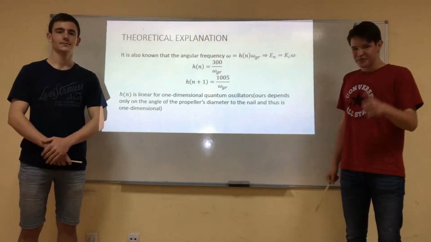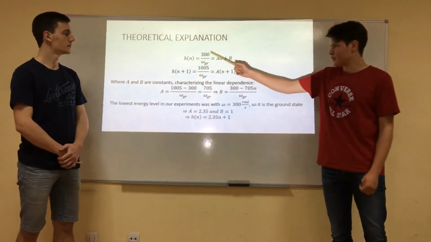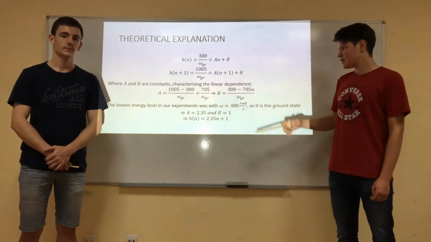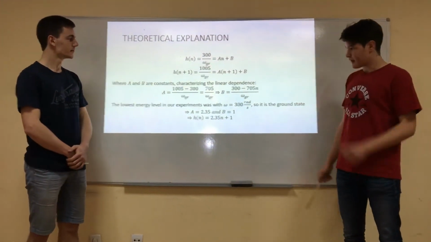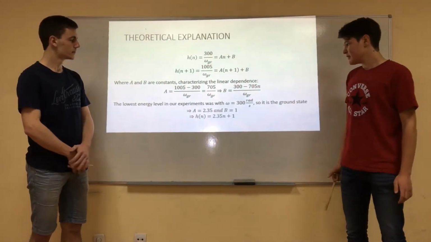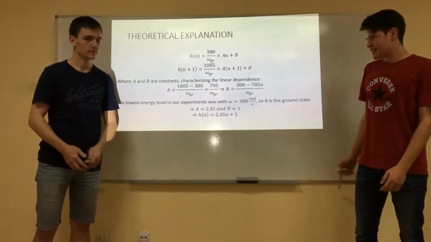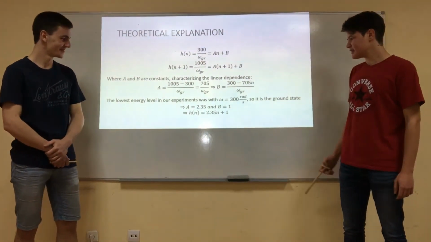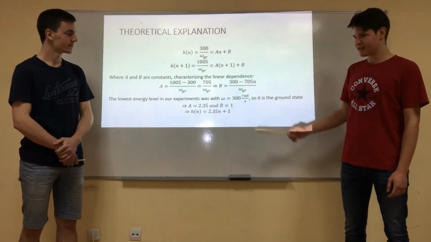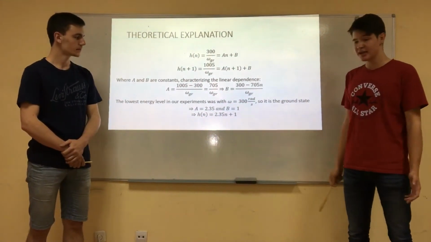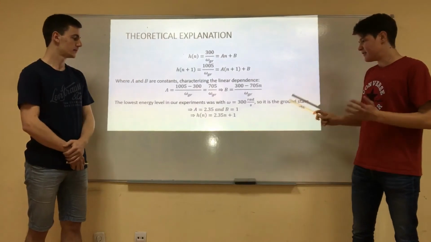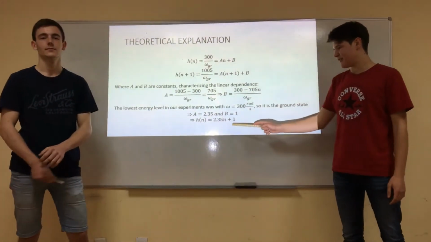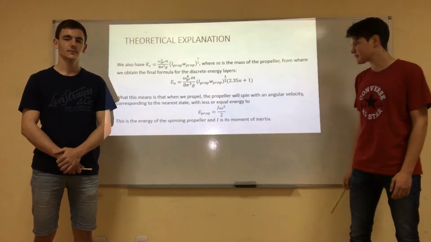And from here we can rewrite the formula for the levels index as follows. And we can obtain the coefficients A and B, which characterize the linear dependence. So, the lowest energy level which we observed is at omega equals 300 radians per second. So, by substituting in the formulas for A and B, we can obtain the coefficients, and thus we can also obtain the function which characterizes the energy level, which is given with the final formula on the slide.